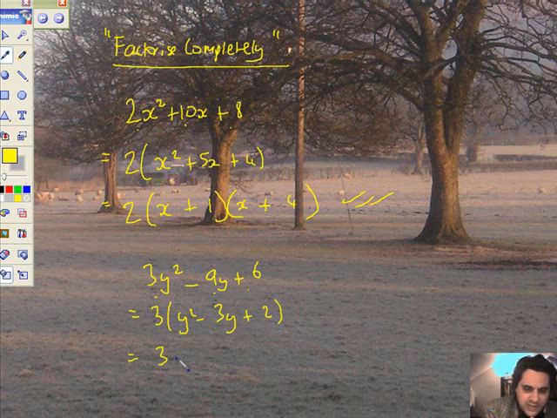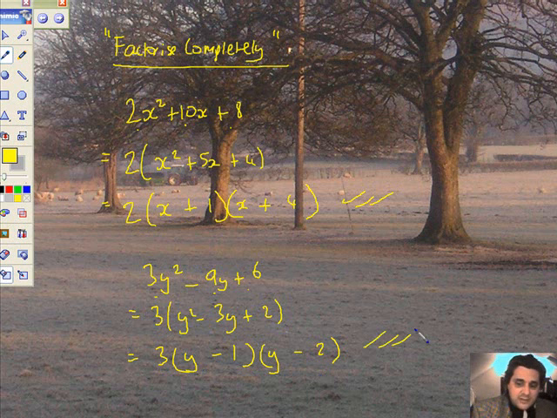I've got myself a mark. Again, a simple grade B quadratic requiring 2 brackets. y times y is y squared. There's only one way to make 2. That's 2 times 1. They both have to be negative to make minus 3y altogether. And there it is. 3 factors, 3 marks.